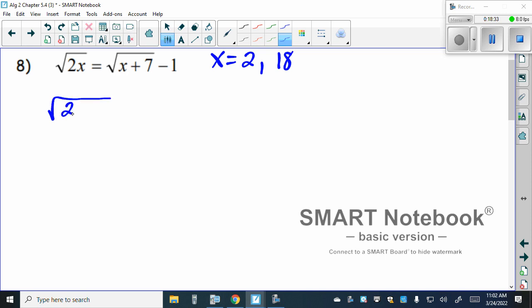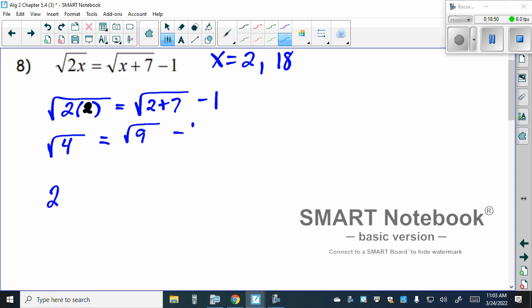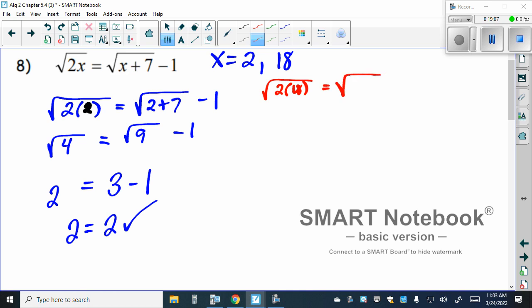So with 2, we can say the square root of 2 times 2 is equal to the square root of 2 plus 7 minus 1. Well, 2 times 2 is 4. Square root of 4 is 2. 2 plus 7 is 9. Square root of 9 is 3. And 3 minus 1 is 2. So that does work. Let's try 18. So the square root of 2 times 18 is equal to the square root of 18 plus 7 minus 1.